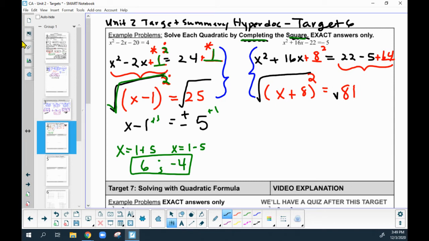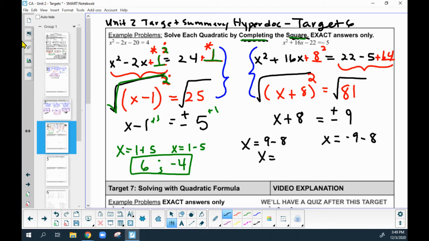Undo the radical on both sides. The radicals cancel out the powers. There are 2 answers over here now. And now you do both. You're going to take 8 away from both sides. So you have a positive 9, take away the 8. And you have a negative 9, take away the 8. That's going to give you a 1 and a negative 17.